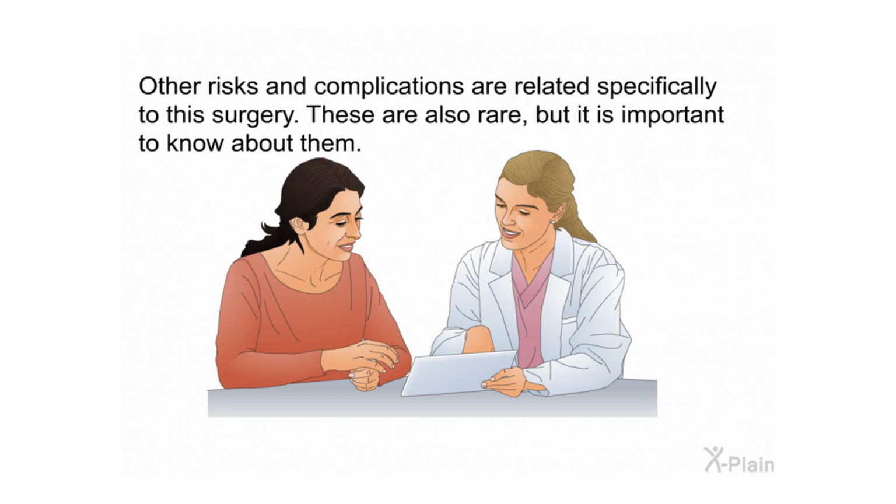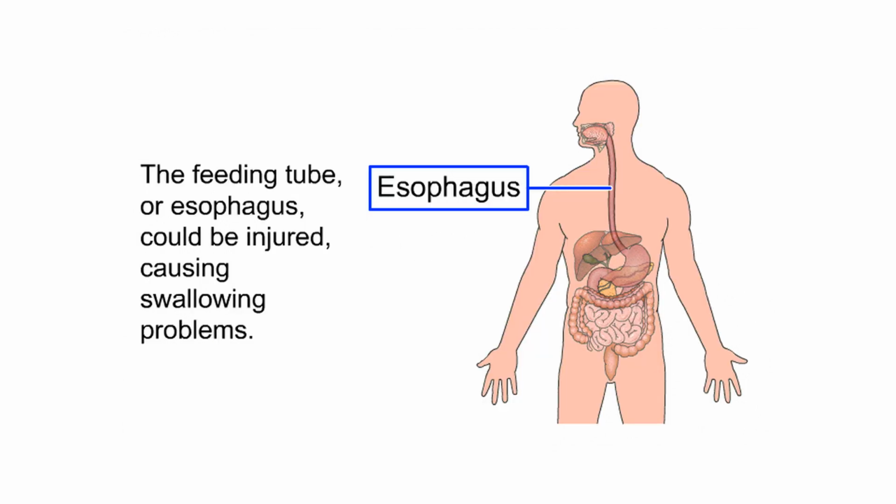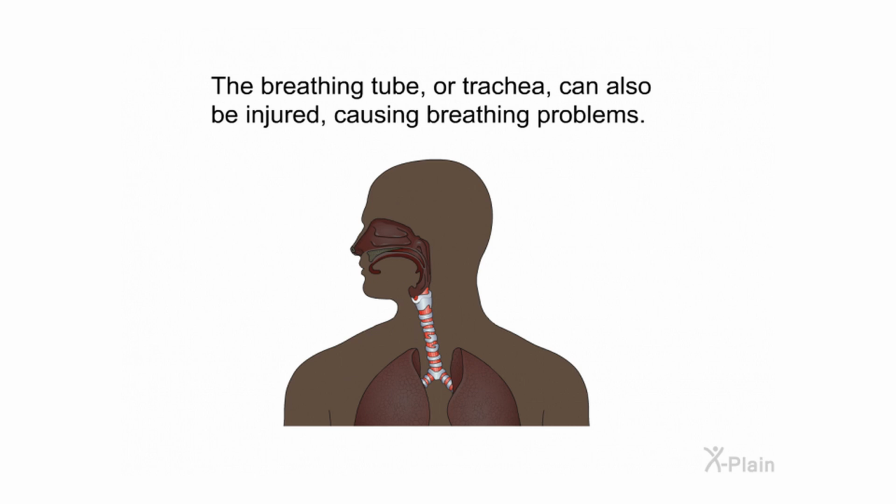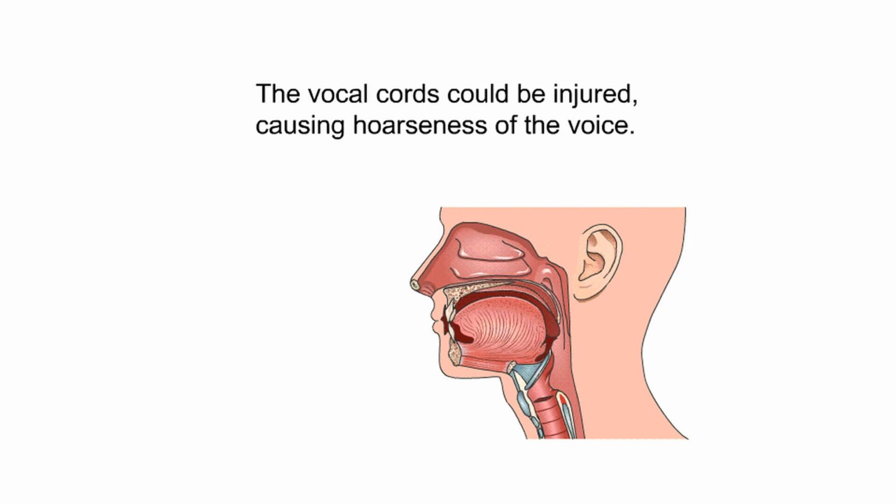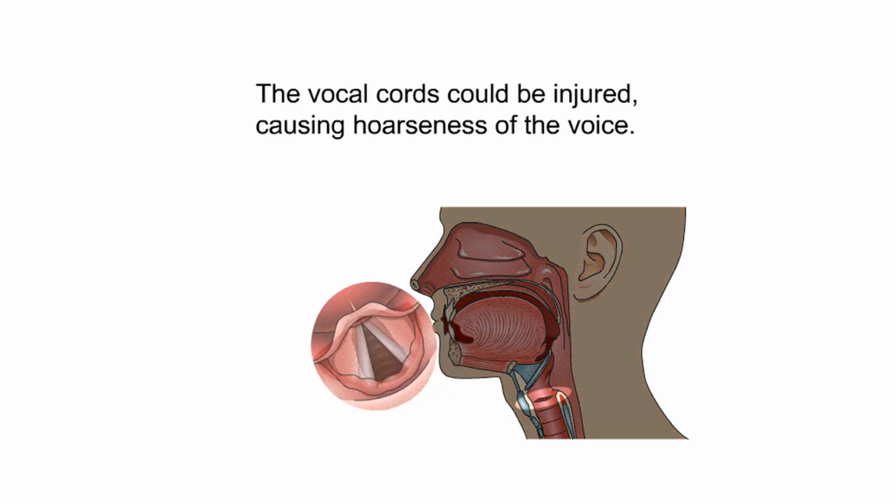Other risks and complications are related specifically to this surgery. These are also rare, but it is important to know about them. The feeding tube or esophagus could be injured, causing swallowing problems. The breathing tube or trachea can also be injured, causing breathing problems. The vocal cords could be injured, causing hoarseness of the voice.